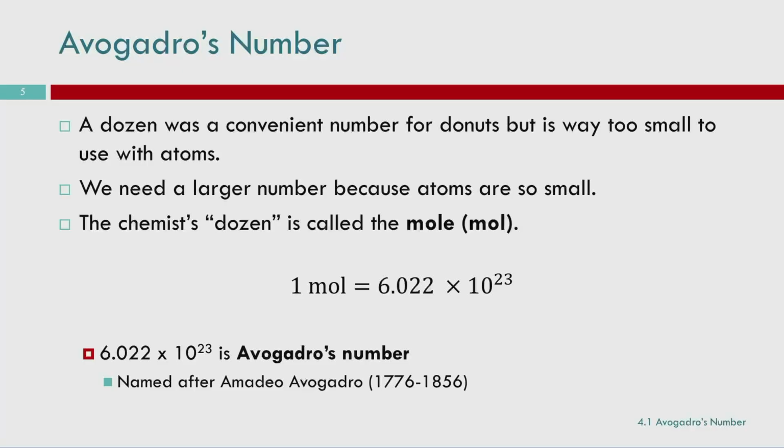So dozens aren't going to cut it. We need a much bigger number. And our version of the dozen is the mole, M-O-L-E. And to shorten that, we drop the E. So this is the shortened form.